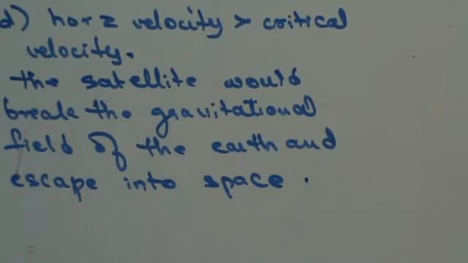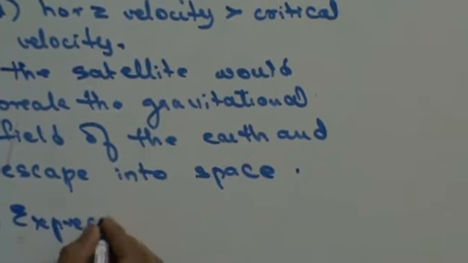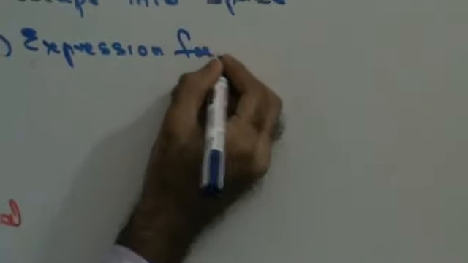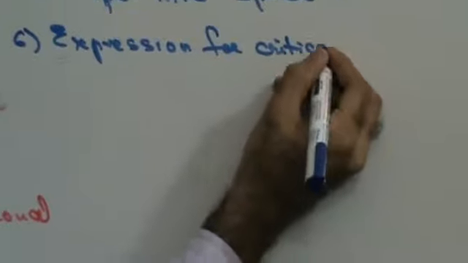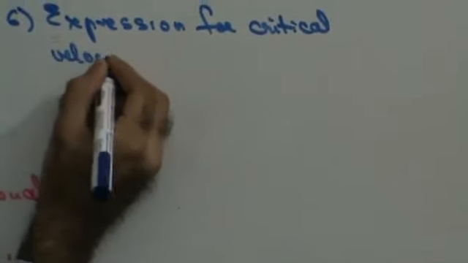Now from this discussion it is very clear that you have to make sure that the critical velocity is correct. Only then will the satellite revolve around the Earth, right? Let us try to derive an expression for critical velocity.